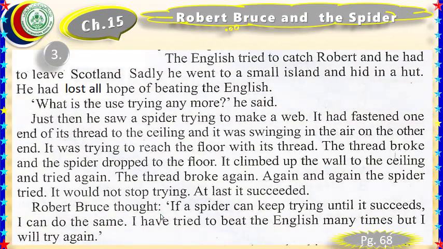Okay, after being beaten, what did he do? The English tried to catch Robert and he had to leave Scotland. Robert Bruce ran away. He left Scotland, and sadly he went to a small island and hid in a hut. A hut is a small house made of straw and branches of trees.